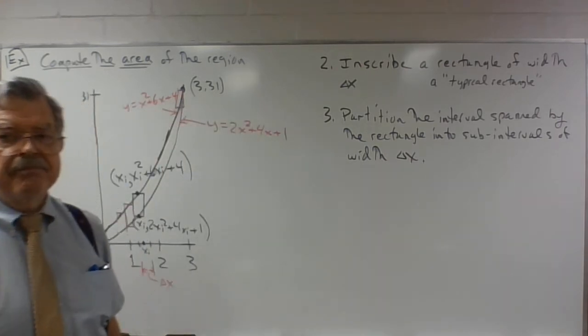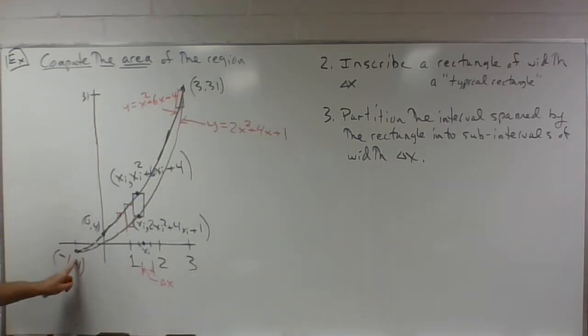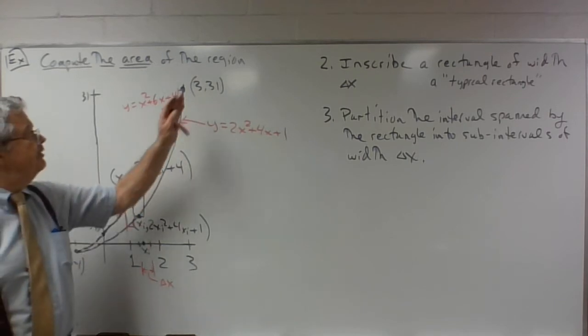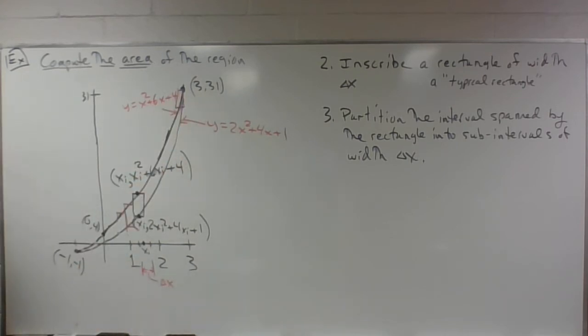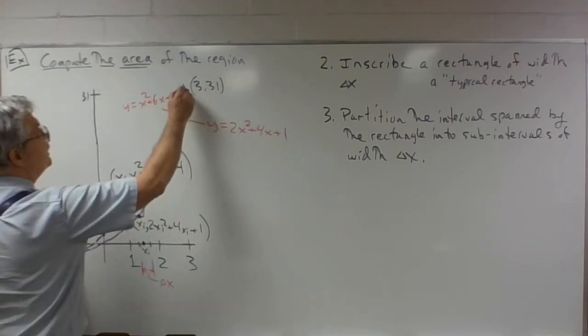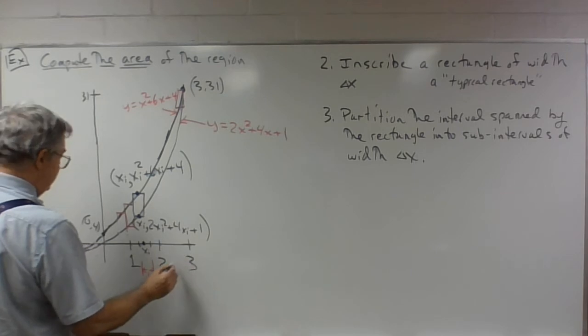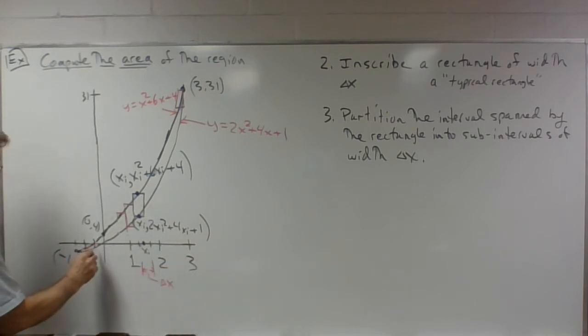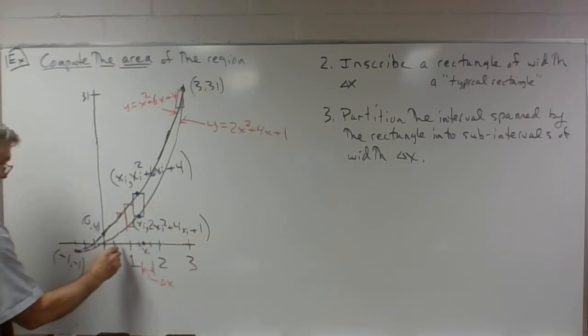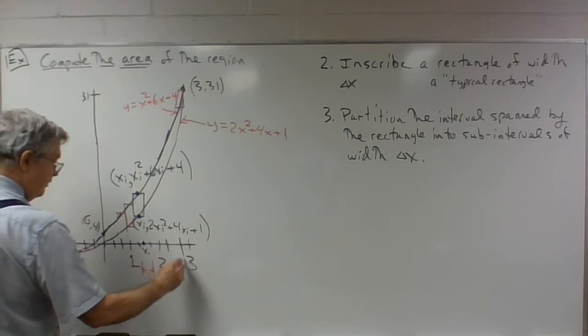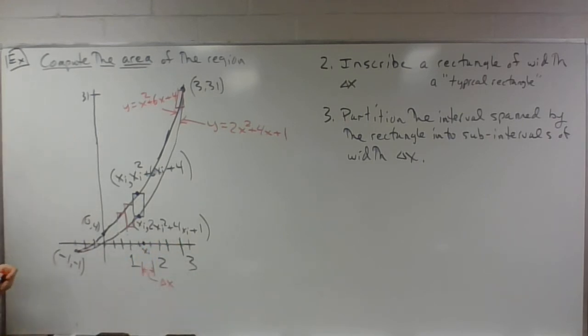Next step, partition the interval that's spanned by the rectangles into subintervals of width delta x. And we're going to have rectangles starting here at x equal -1, all the way over here to where x is 3. So this is the interval that we partition into subintervals of length delta x.